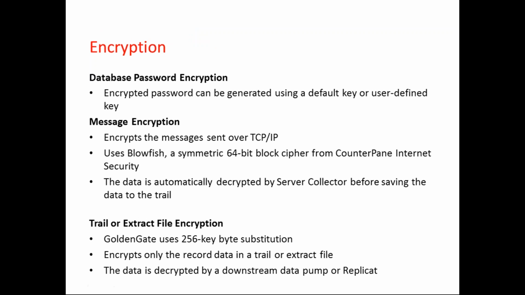Now comes the important topic, that is encryption. There are three kinds of encryption that we can enable in GoldenGate. One is the database password encryption. That is very important; we have to do it anyway. You can see in the parameter file we are exposing the password openly. We are putting the username and password, right?